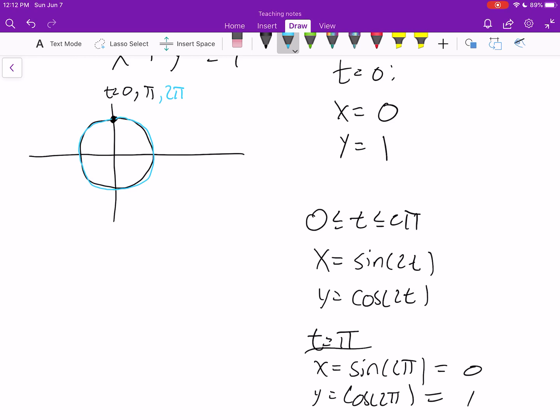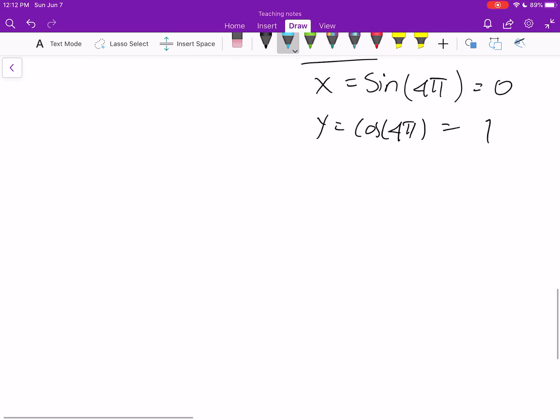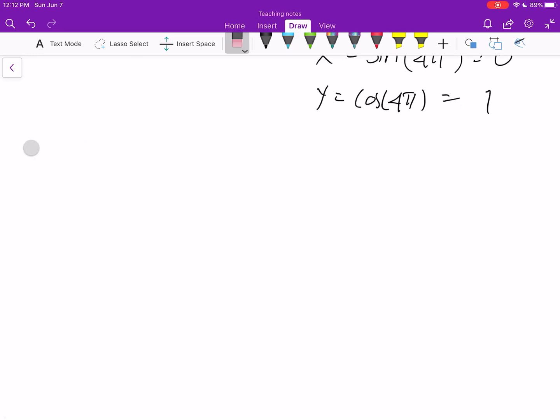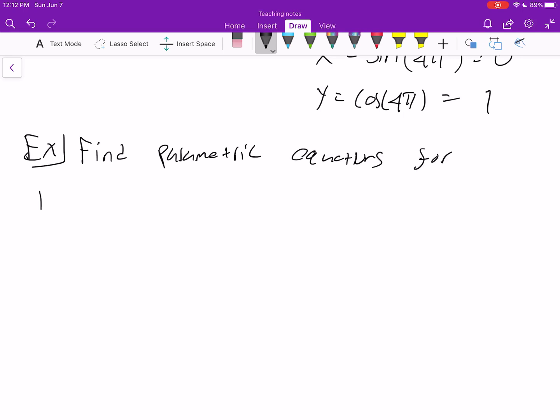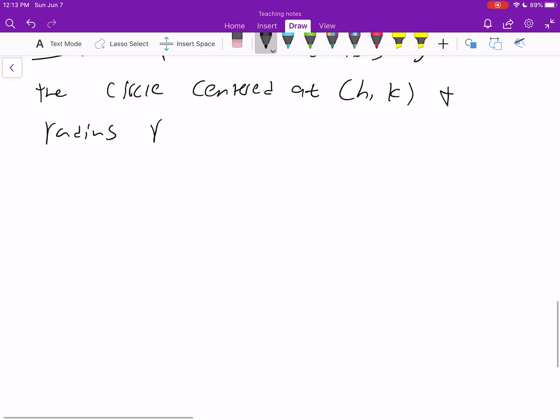So I'm going to do one more example, and I think that's going to about hit 10 minutes, and then we'll start a new video. So we have the example. We want to find parametric equations for the circle centered at the coordinates h, k and radius r. So let's assume h is here, k is here. So the idea is I want my circle to have center there. It's going to look something like this.